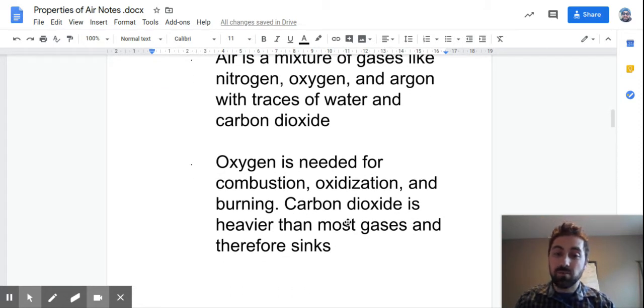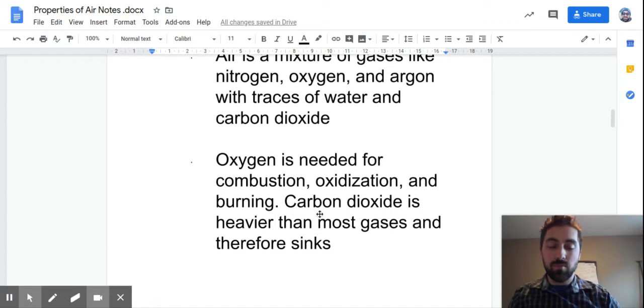Oxygen is needed for combustion, oxidization, and burning, also breathing. Carbon dioxide is heavier than most gases and therefore sinks. When we say heavier, we mean denser. If you had a jar of carbon dioxide and the same amount of oxygen, carbon dioxide would actually sink and be heavier if you had that same amount.